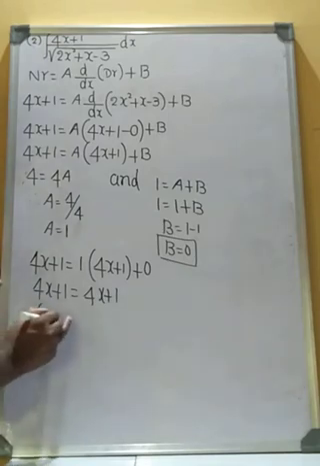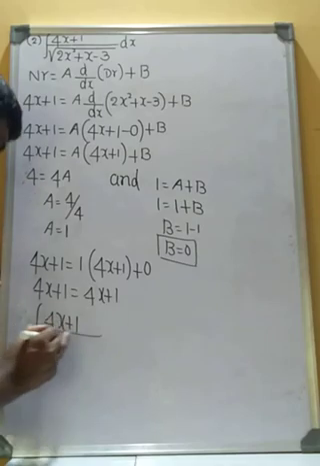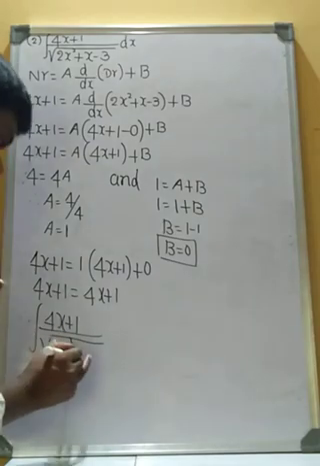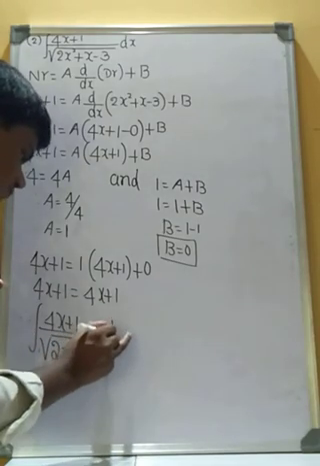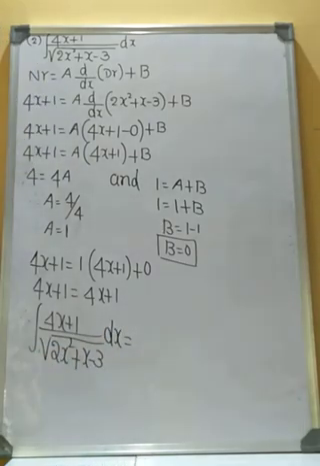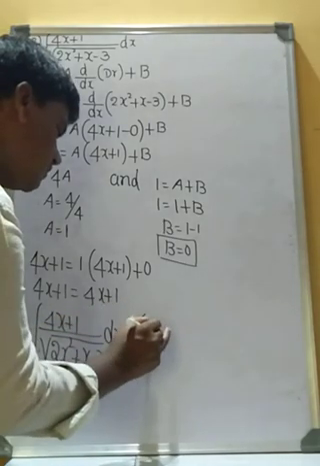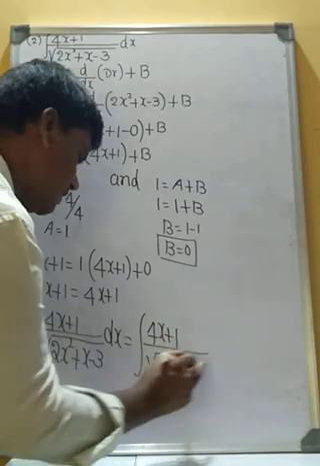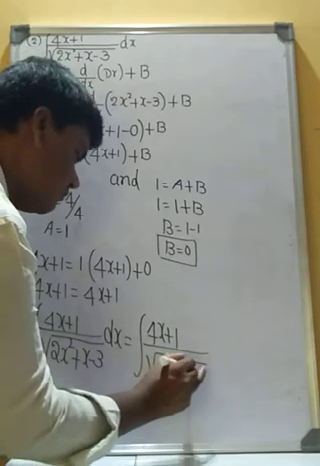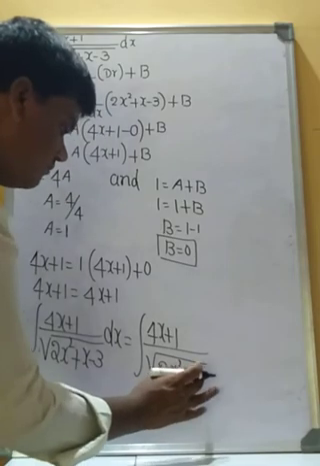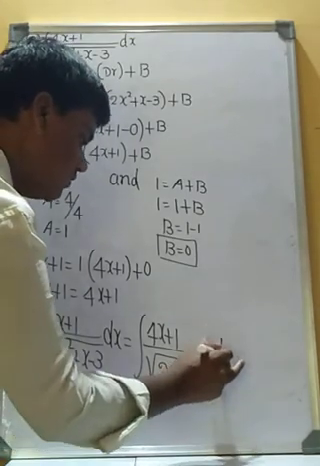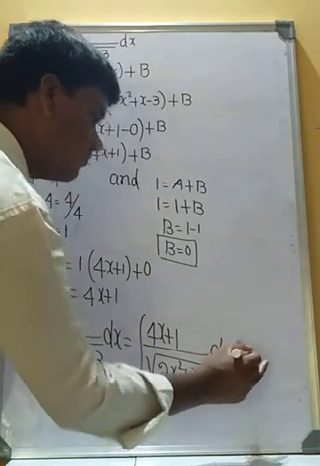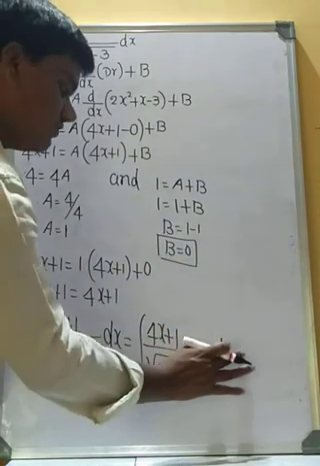Therefore integral of (4x plus 1) divided by root of 2x square plus x minus 3 into dx equals integral of (4x plus 1) divided by root of 2x square plus x minus 3 into dx plus 0 into any term, which becomes 0.